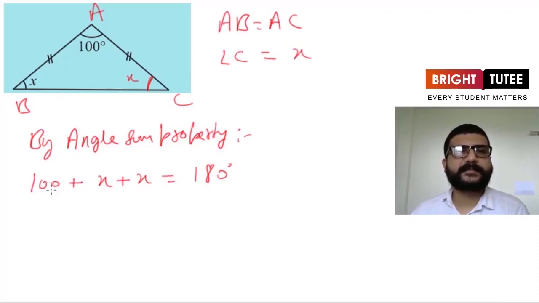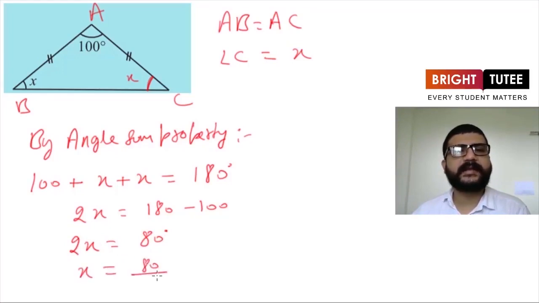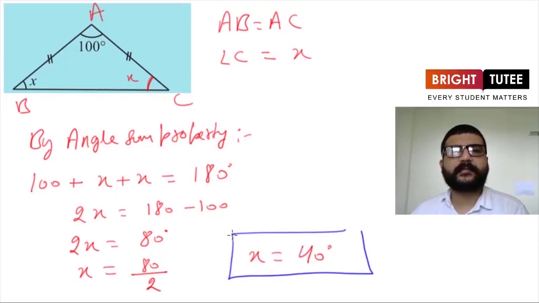Now from here we can transpose this 100 on the right side. So we will get x plus x, this will be 2x is equal to 180 minus 100. Now what is 180 minus 100? It is 80 degrees. So it means 2x is equal to 80 degrees. Now we can transpose this 2 on the right side of the equation. So this gives us x is equal to 80 divided by 2. Hence the final value of x we are getting from here is 40 degrees. Therefore the final answer of this question is x is equal to 40 degrees. Now let's see the next question.